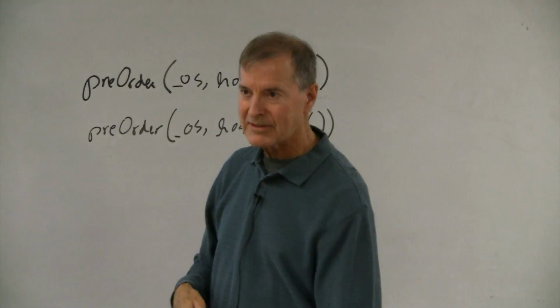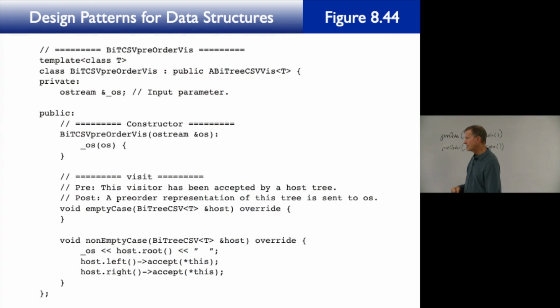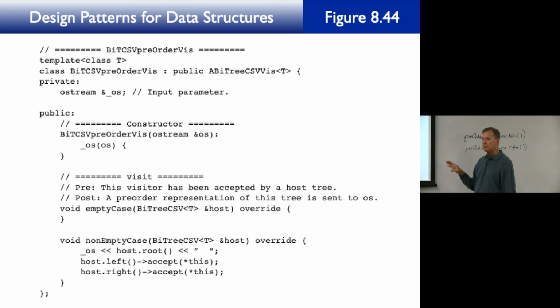Question? So the last 2 lines, what does this do exactly? Okay, this whole thing is printing out the tree in pre-order. I'm just saying the last 2 lines. Oh, these two? What is this exactly saying when it says host.left.accept star this? Yeah, it's doing this, well, okay.